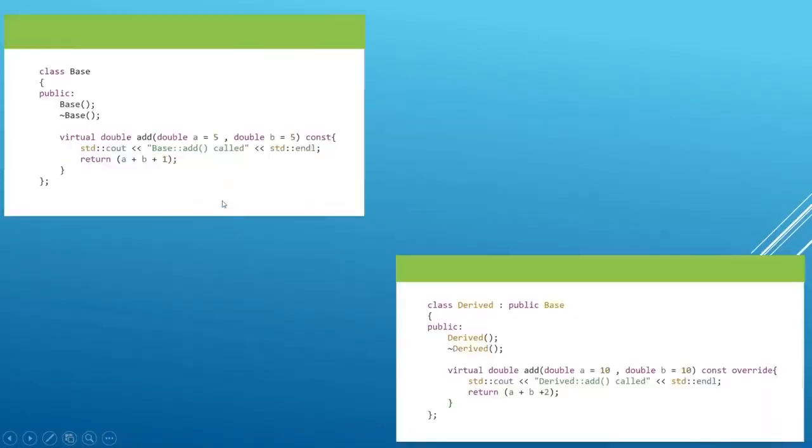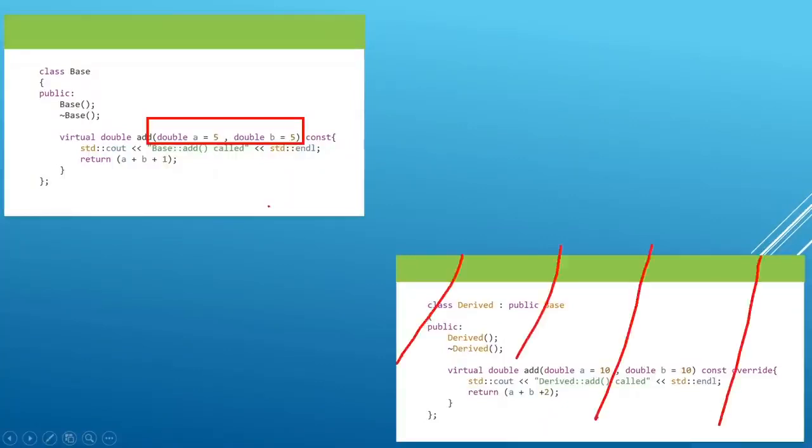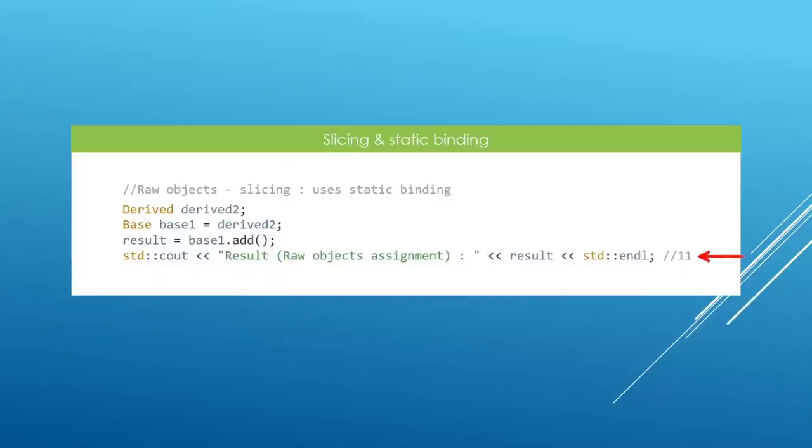So if we come back to our code here, we will use the default arguments from the base class, and that's a 5 and a 5. We're going to add them up because the body is going to be from the base class. Remember, the derived information has been completely sliced off. So we are going to add a 5 and a 5 and a 1, and we're going to get 11 printed out if we do slicing. And that's the result we get right here.